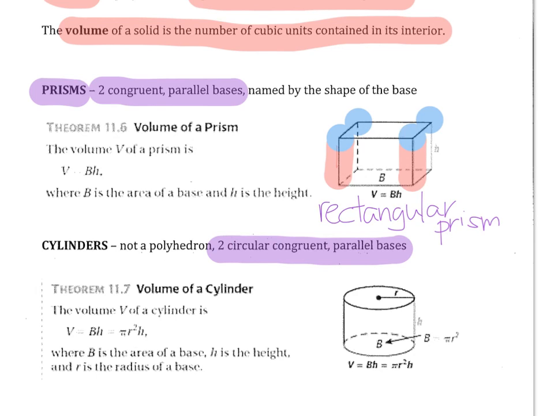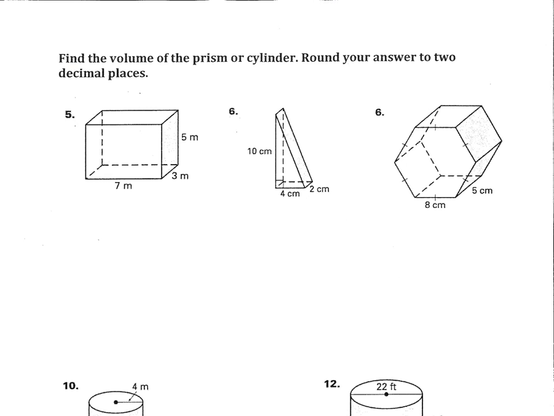Volume of a prism is the area of the base times its height. For a cylinder, it's still going to be the area of its base, but its base is a circle, so it's going to be pi r squared times its height. So let's do a few examples. Find the volume of the prism or the cylinder, rounding to 2 decimal places.